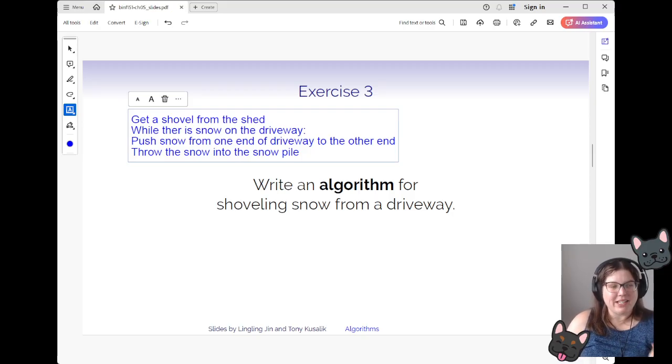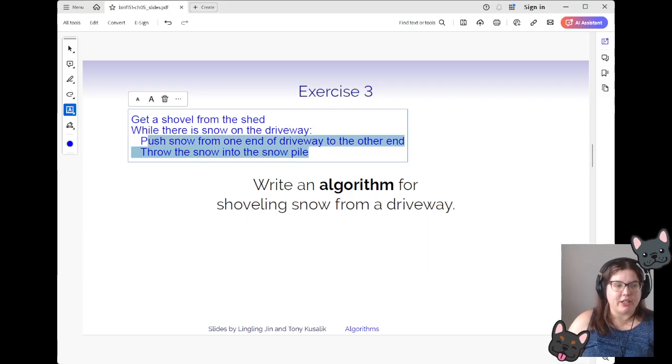Now, if you remember from the textbook, one thing we say is once we have a control statement, we need to indent all of the actions that we want repeated while that condition or that control statement is still happening. So we want both of these actions down here to be repeated. So we need to tab those over, and that's going to indicate to us just visually that both of these actions will be repeated until there is no snow on the driveway.